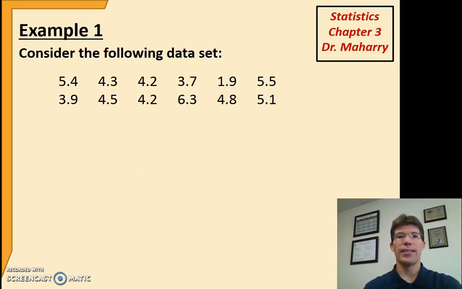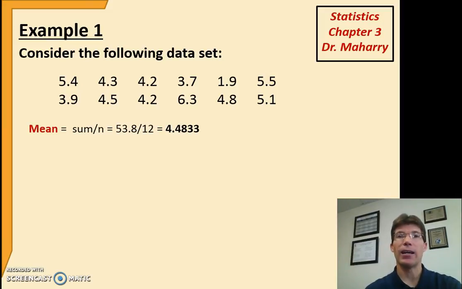So we'll start with this example. We have 12 numbers in this data set, so our n is 12. If we were to calculate the mean, we would simply add up all 12 of these numbers and divide by 12. So if you add 5.4 plus 4.3 plus 4.2, etc. Add all those numbers up and divide by 12, you get 4.4833. So there's the average or the mean.